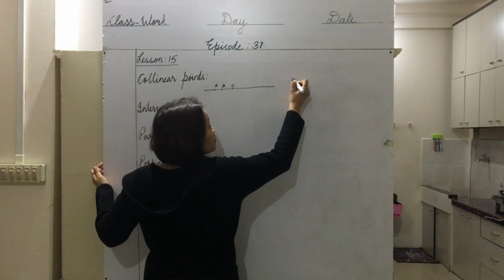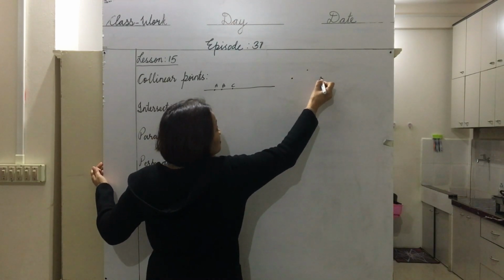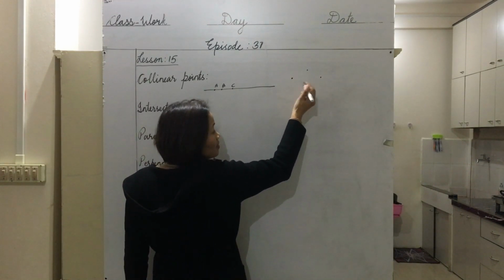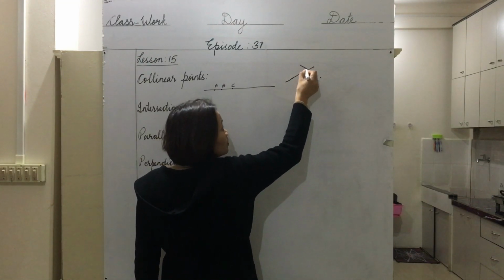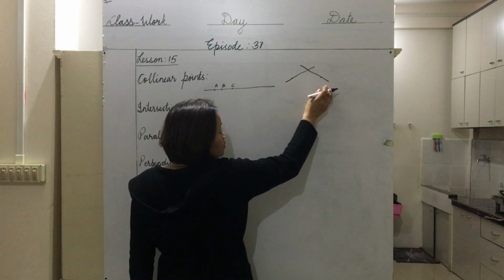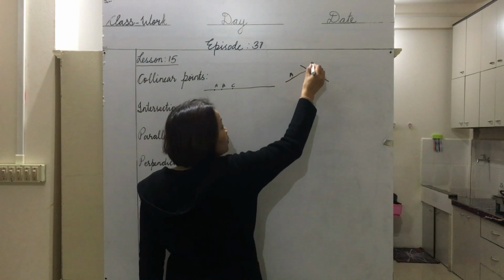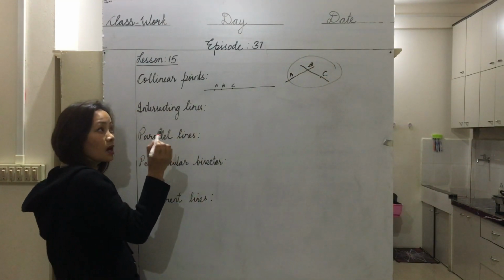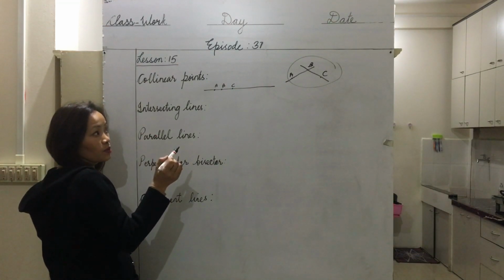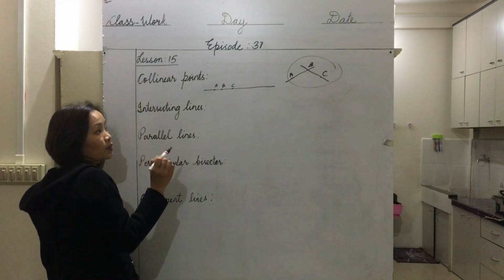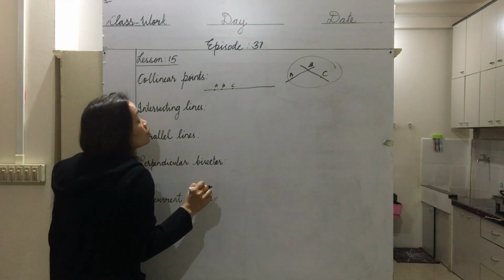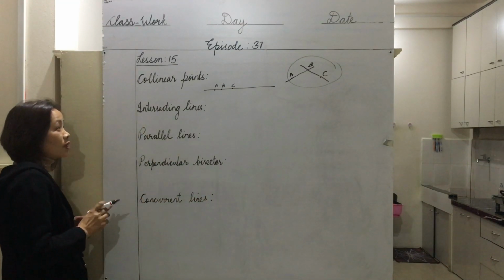When we have 3 points like this, will we be able to draw a straight line? Here we can draw 2 straight lines. So these points A, B, C are not collinear points because the points are not on the same straight line. Only when the points are on the same straight line, they are called collinear points, right?